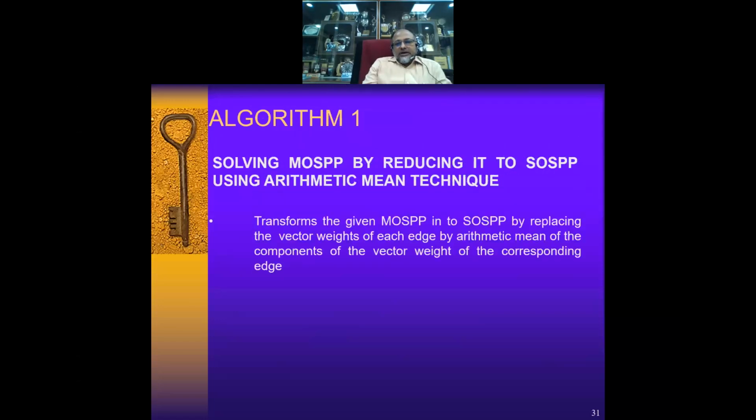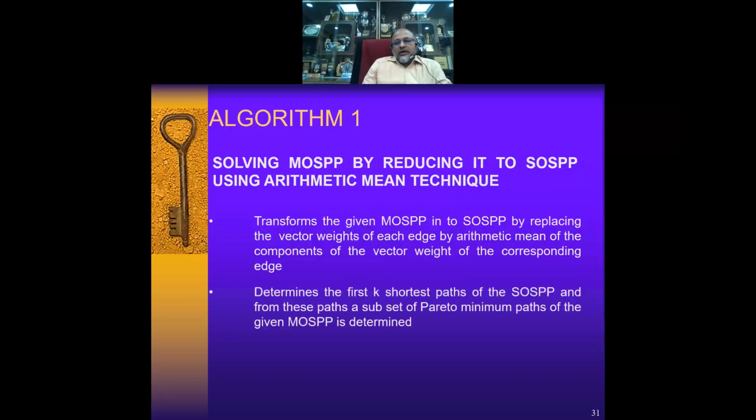Because of the time constraint, I'm not going into the details of all those things. Just the technique is that we first modify the given multi-objective shortest path problem into a single objective. How can we modify? You can apply arithmetic mean or geometric mean or harmonic mean or central harmonic mean. Any other mean you can apply. So we tried with many means. The arithmetic mean is always better. So we have modified that.